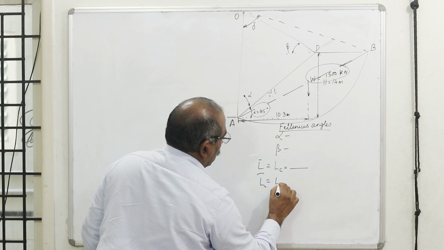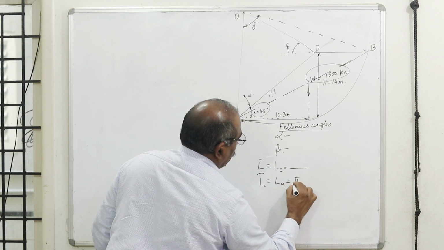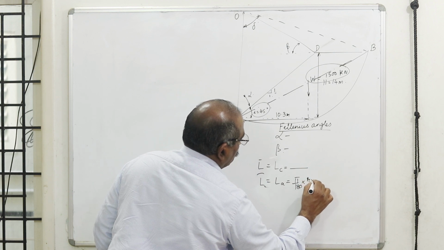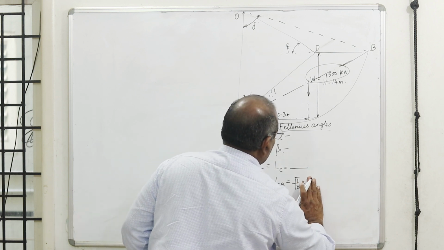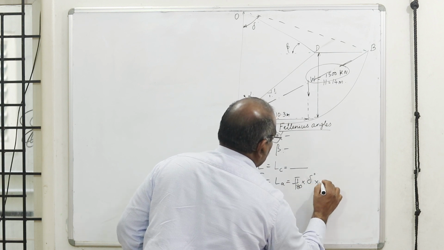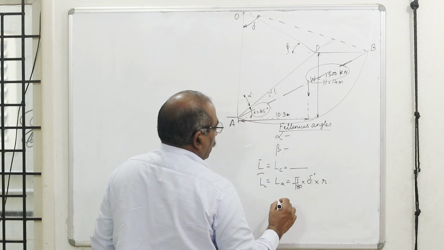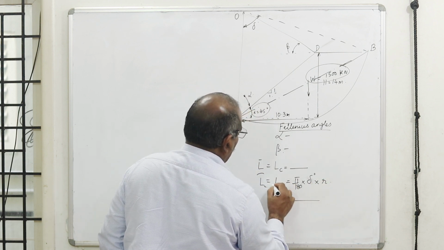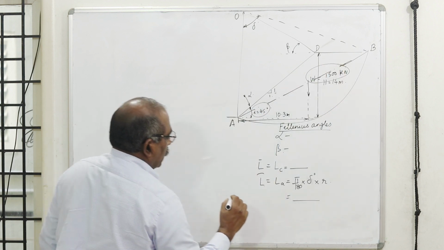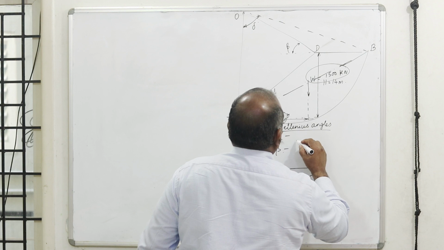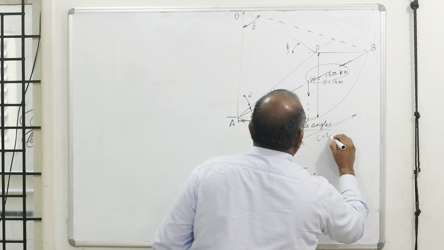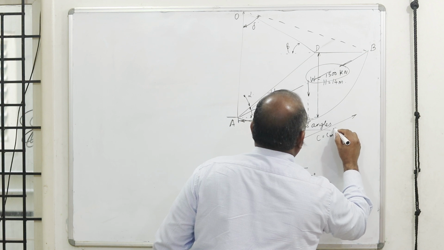Then L arc is equal to pi by 180 into delta degrees into R. Now I can find out this arc length. Chord length is obtained here from the measurement. Then I can find out the direction of the cohesive force C, which is equal to Cm into L chord.